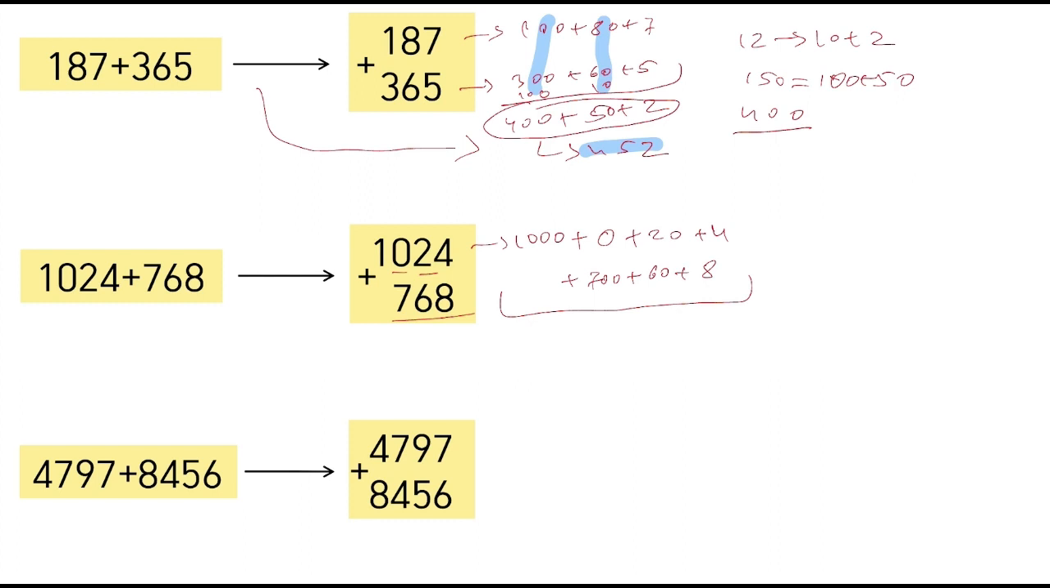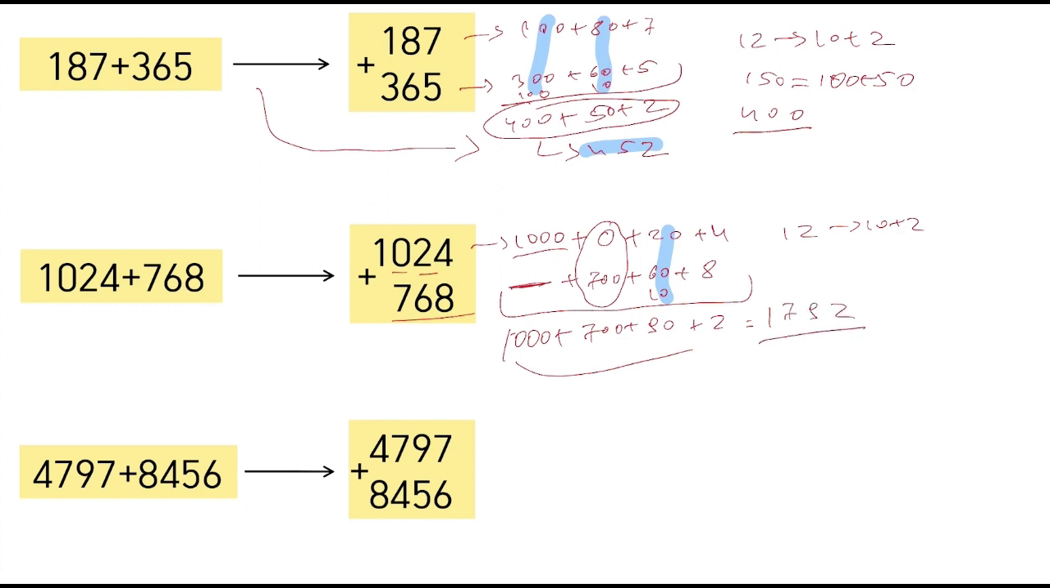4 plus 8 makes 12, which is 10 plus 2. 2 for units place, 10 for tens place. Let's add the tens place. 20 plus 60 plus 10 makes 90, which goes here. 0 plus 700 makes 700, which is the hundreds place. 1000 will be here because there is no thousand place. So let's add these numbers, which makes 1792.